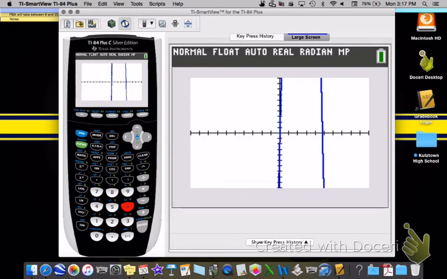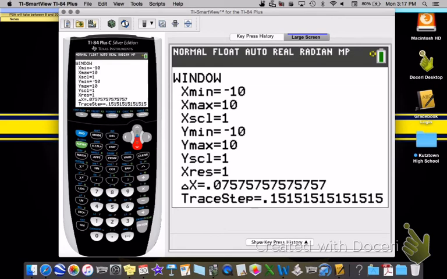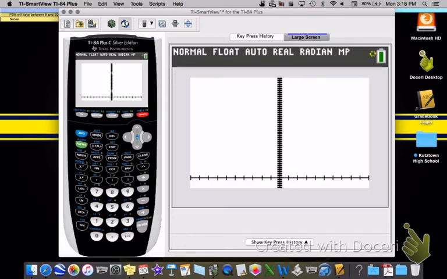Remember, change one at a time. So I'm going to hit window. I know my Y max needs to get a little bit bigger, so I'm going to change my Y max. Remember, it doesn't matter. We're kind of guessing at this point. I'm going to change it to 100 and see where that gets me. One at a time. See if that's good.